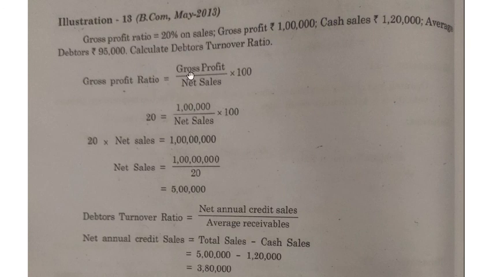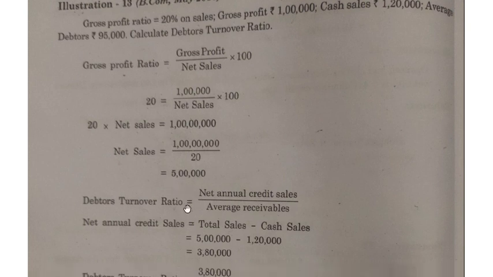Gross profit ratio is equal to gross profit divided by net sales into 100. So 20, your gross profit ratio, is equal to 1 lakh divided by net sales into 100. So 20 into net sales is equal to 1 lakh into 100, which is 1 crore, or 10 million. So 20 into net sales is equal to 10 million. Net sales is equal to 10 million divided by 20. So you get your net sales to be 5 lakh.